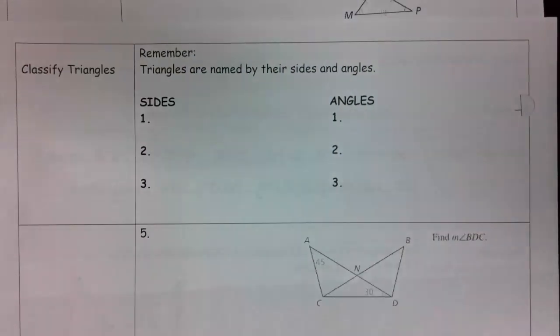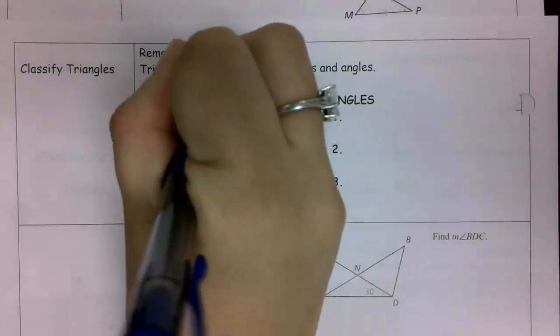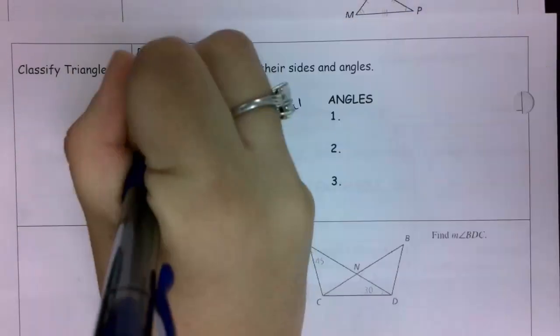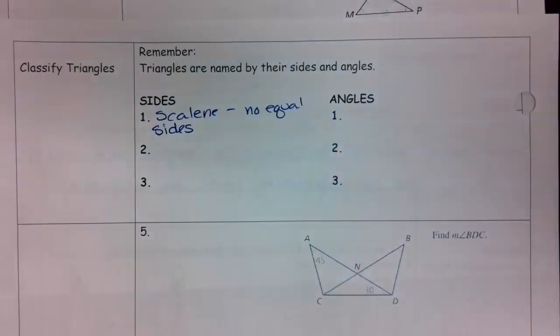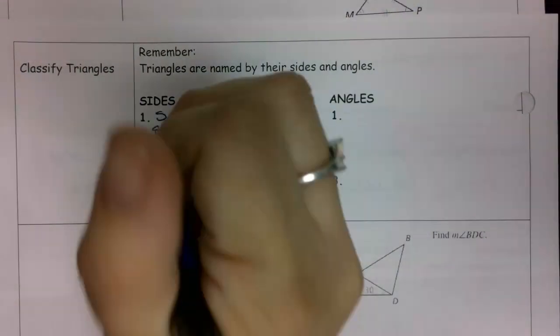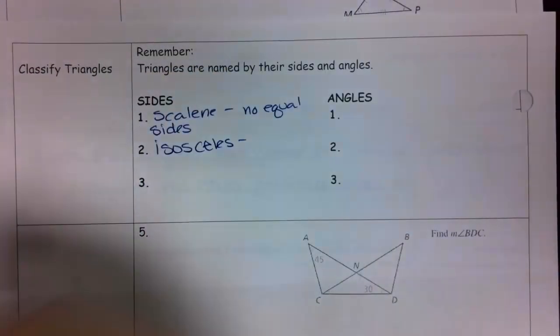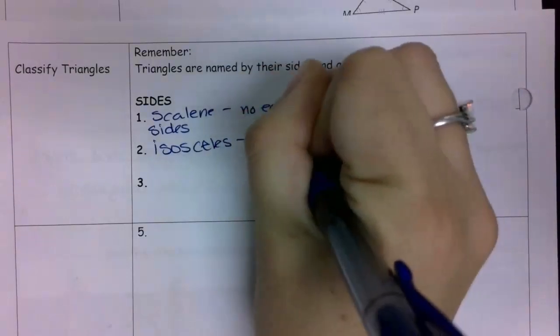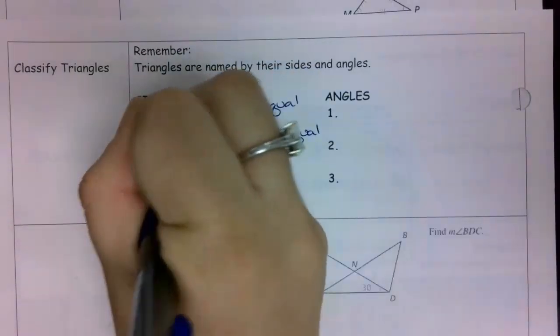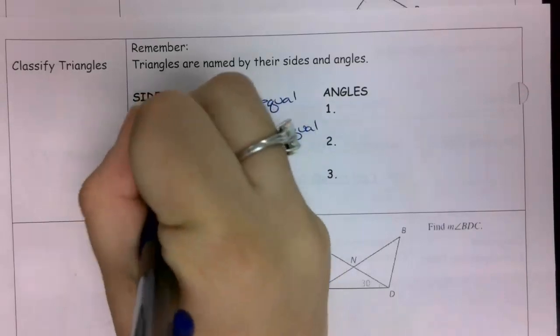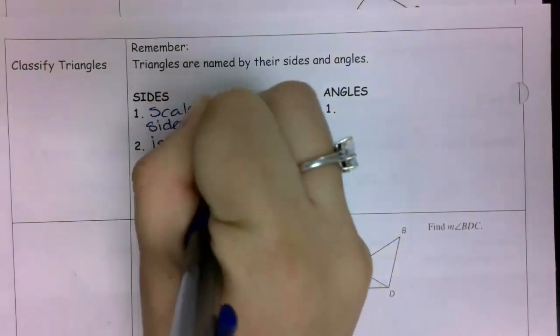Okay, so remember, triangles are named by their sides and angles. I have scalene, which is no equal sides. Then I have isosceles, which is 2 equal sides. And equilateral, which is 3 equal sides.